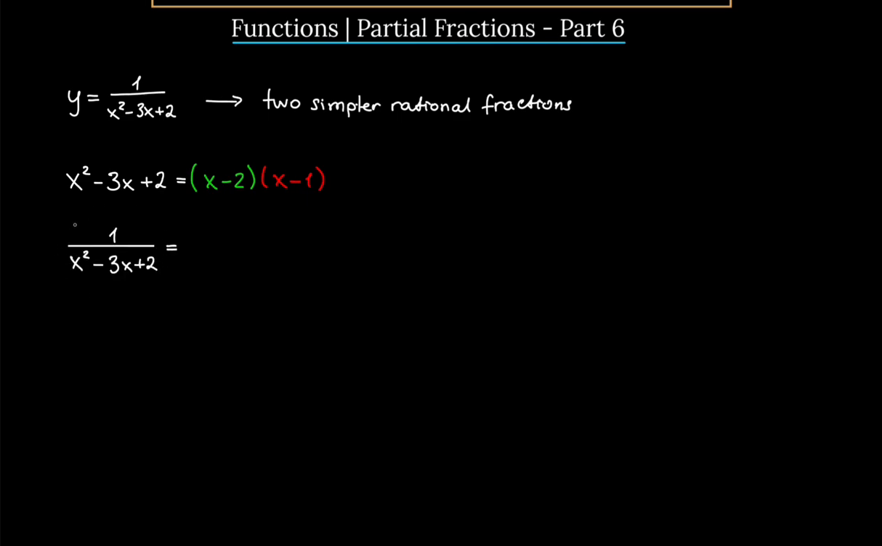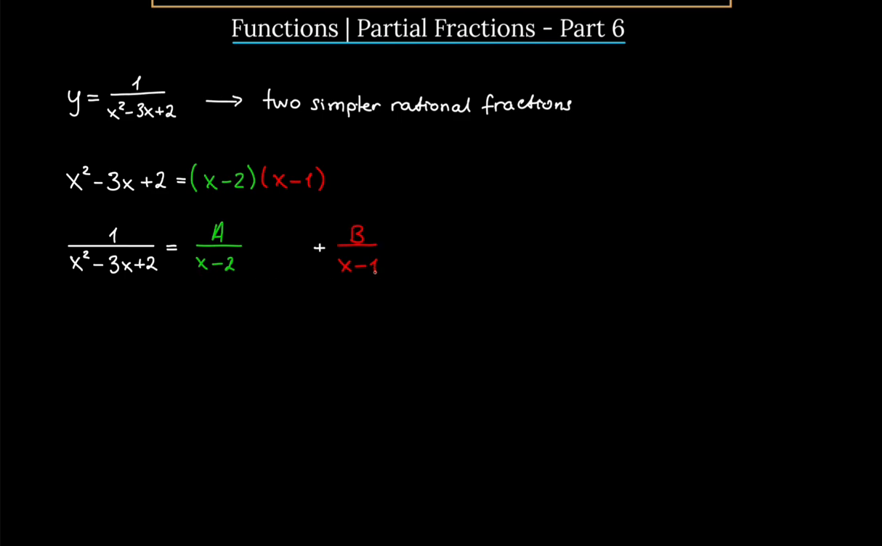This means our original rational function can be written as a divided by the first factor x minus 2, and then we add b divided by x minus 1. This means here we have two simpler rational functions. Now, all we need to do is find the values of a and b.